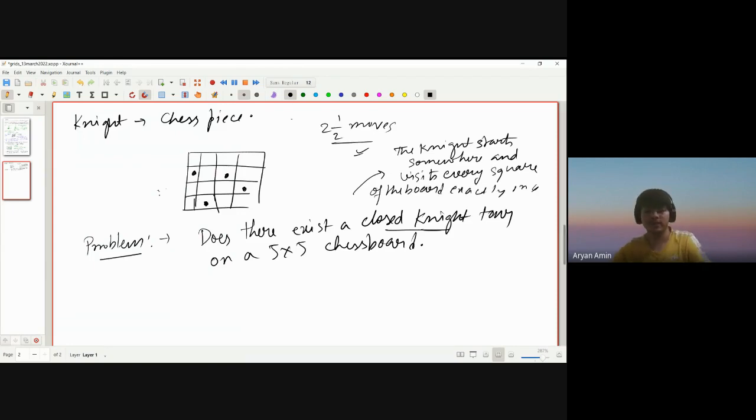Suppose the knight started here, and then it moved to here. Now it cannot move back to here, this is not allowed. But it can go from here to something like here, and then from here to something like here. So this is called a closed knight tour. If you allowed it to jump back to its original location, that would, I think, be called an open knight tour. So the question is, does there exist a closed knight tour on a 5x5 chessboard?